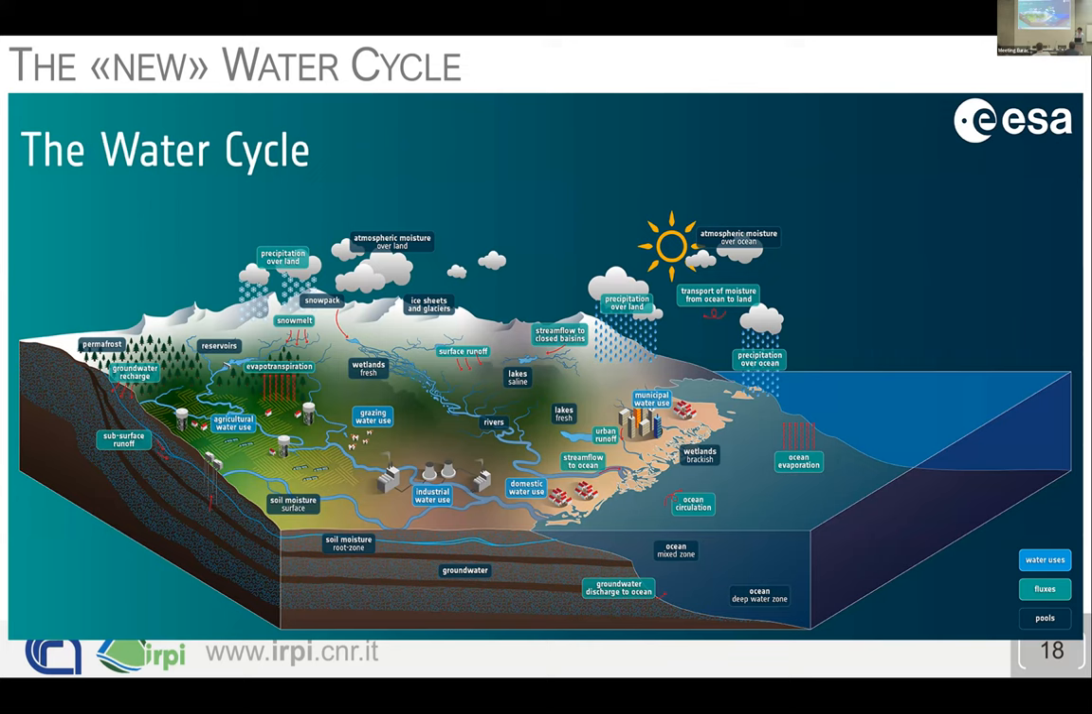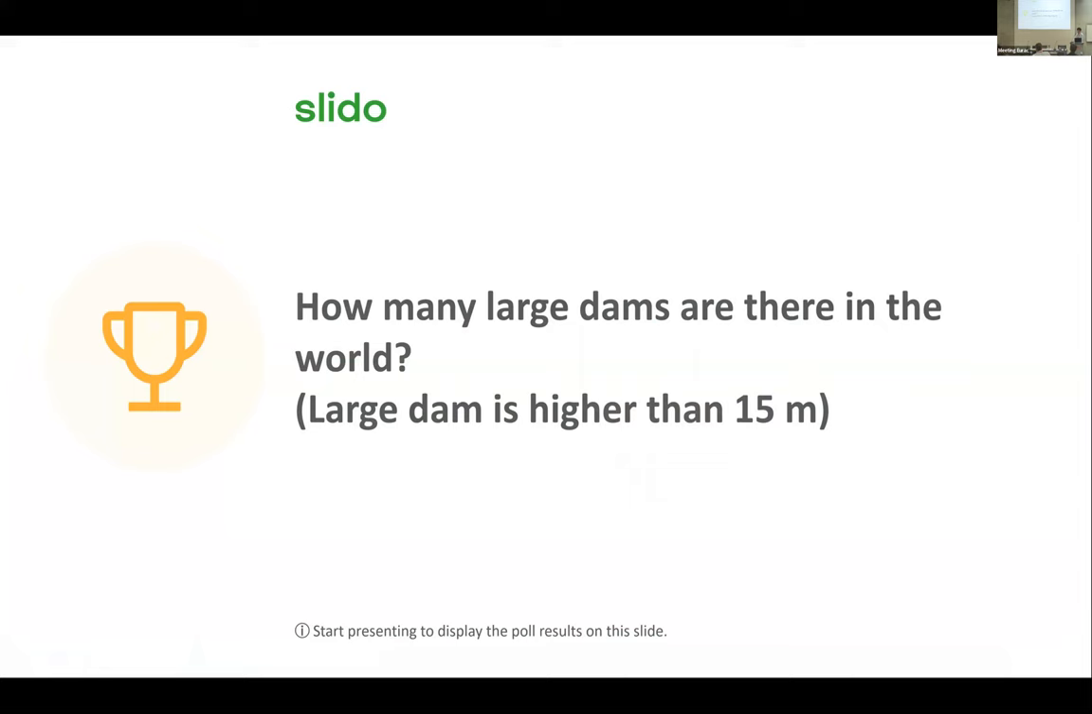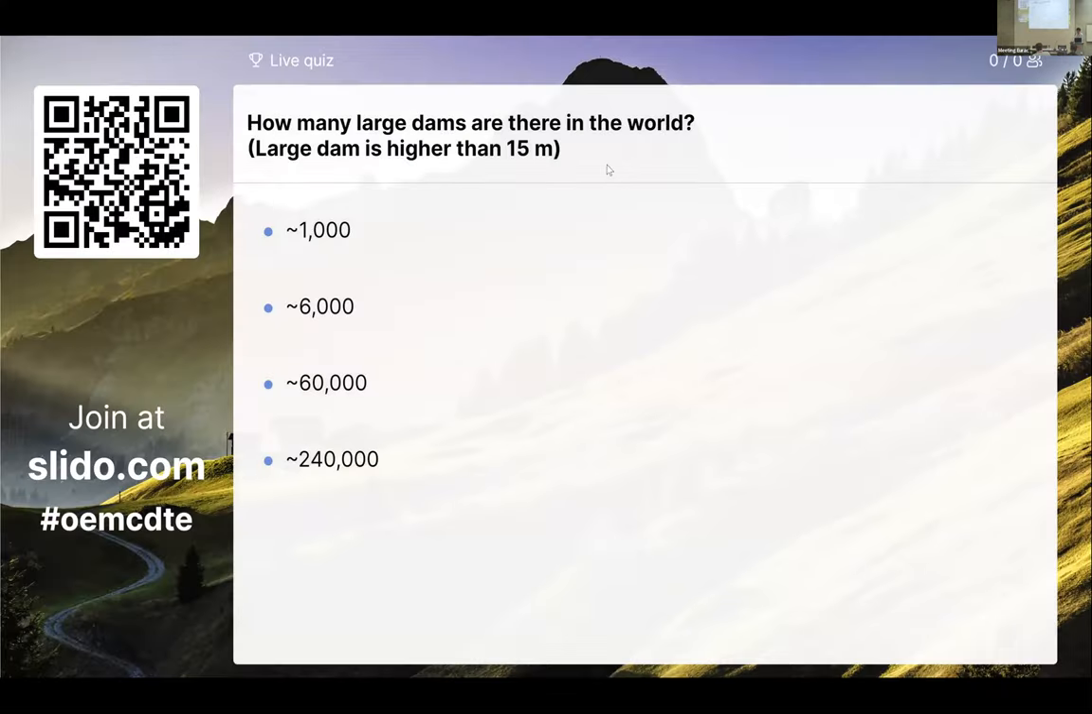And if you want to model the water cycle at high resolution, 1 kilometer, even 20 kilometer resolution, everything can be in a single pixel. But at high resolution, 1 kilometer, you have to consider all this stuff. Reservoir, water diversion, and so on. So for instance, this is a question for you: how many large dams do we have in the world?